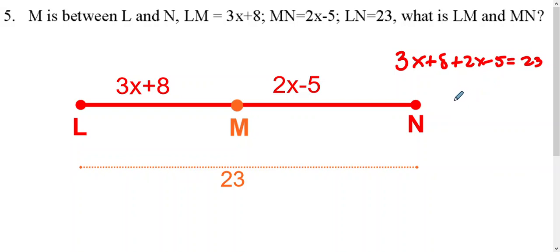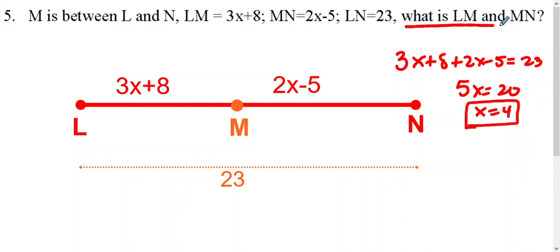When we add them all together, we end up with 5x, and it would end up equaling 20, and then we divide, and we get x is 4. Not our answer, though. When we read it again, it says, what is LM and NM? So we can substitute in to find it.